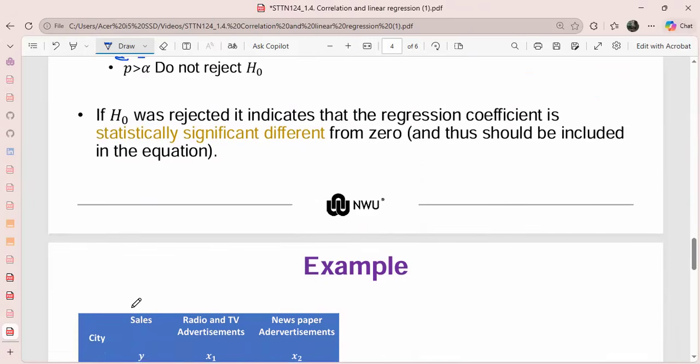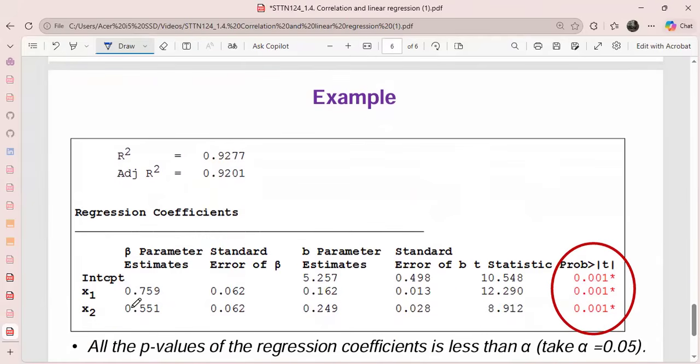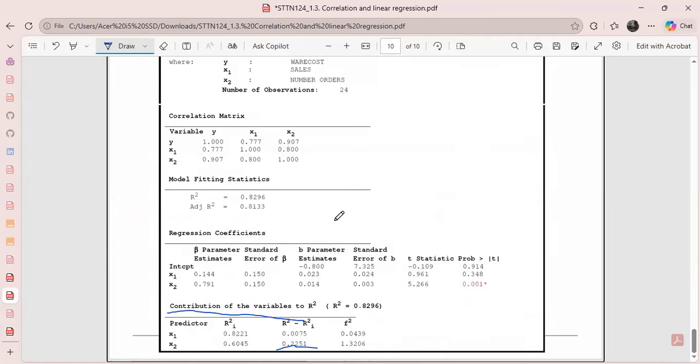I'm going to show you with one question so that you can see. How do you get your probability? Let's go back to 1.3. You see these values here, prob greater than this t. This is how you're going to get your probability values. That p is your probability values. They're going to ask you which variable is statistically significant. You know that you are dealing with x1 and x2. You're not going to use the 0.914. You're dealing with the one for x1 and the one for x2.